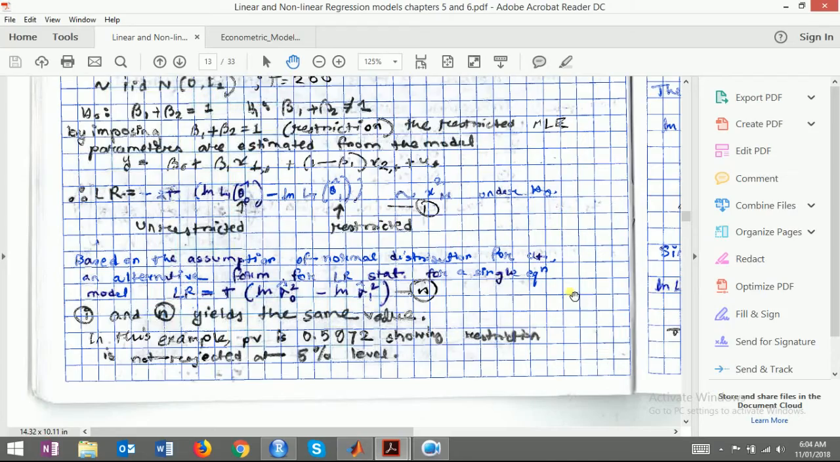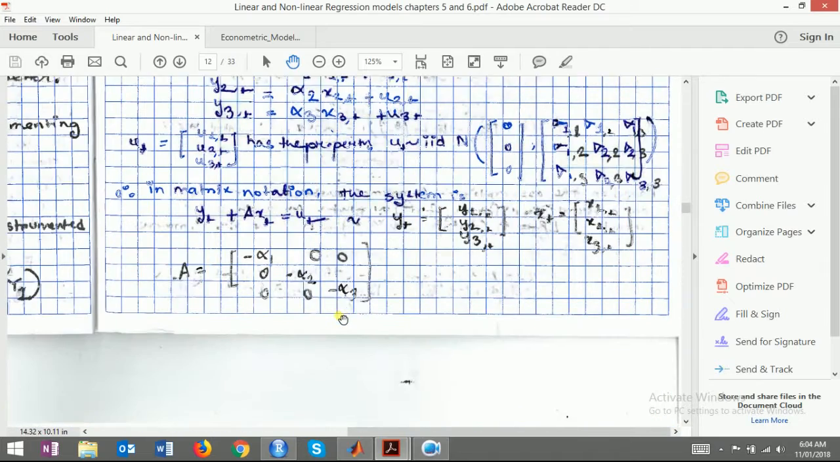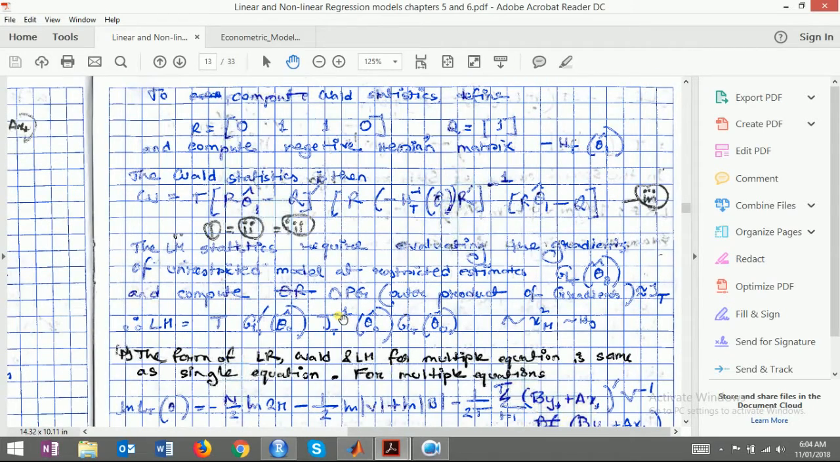To compute the Wald statistic now, it's very simple. R equals 0, 1, 1, 0, Q equals 1. Why two ones? Because it is simple: beta 1 plus beta 2 equals 1. For each one you put one restriction: 0, 1, 1, 0, Q equals 1, and compute the negative Hessian matrix.